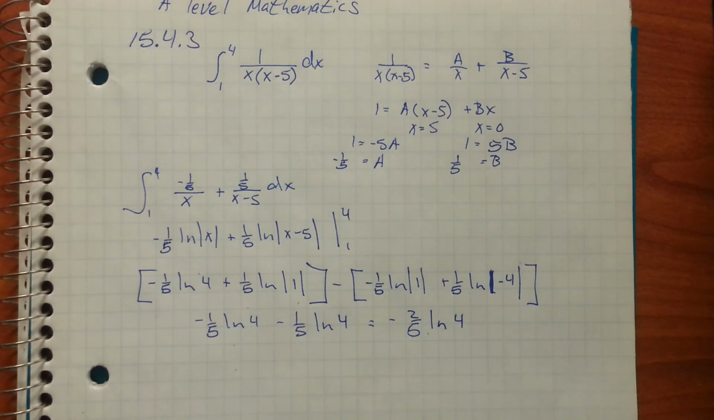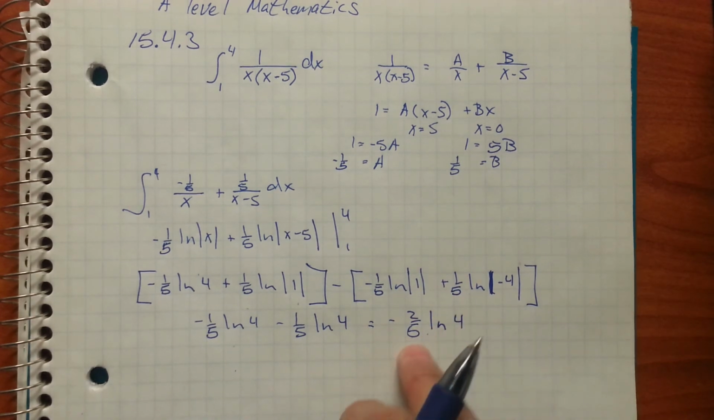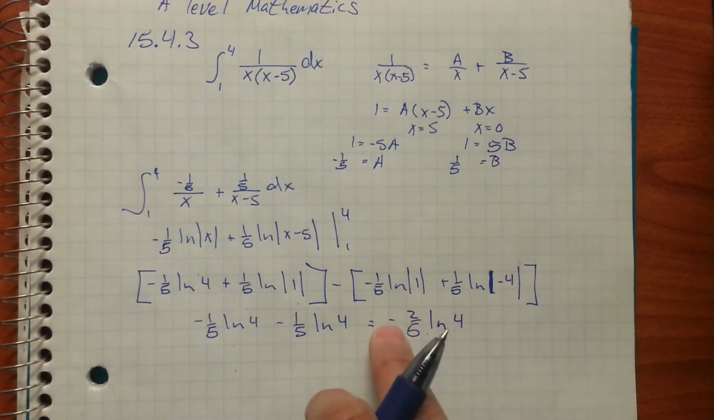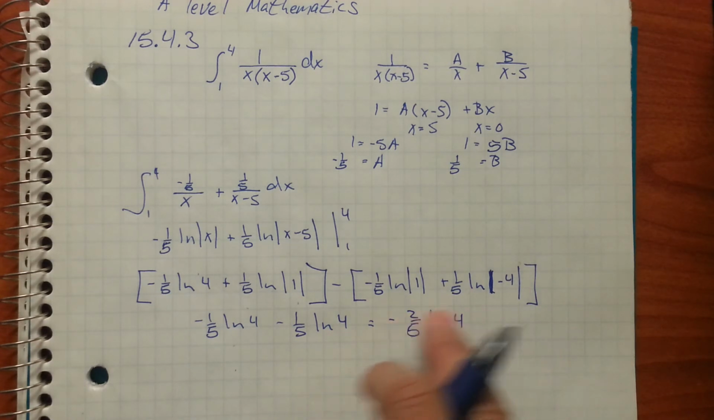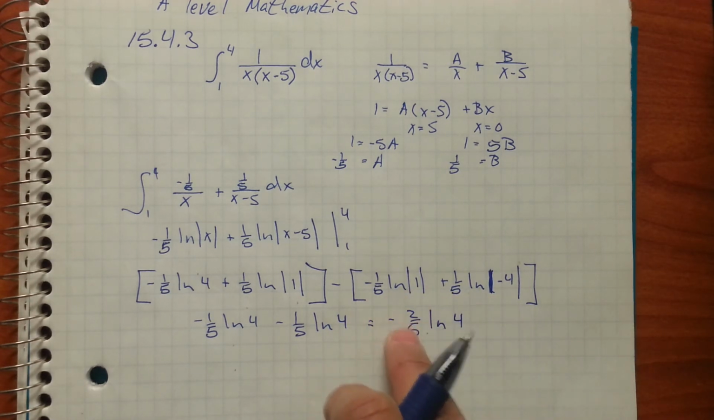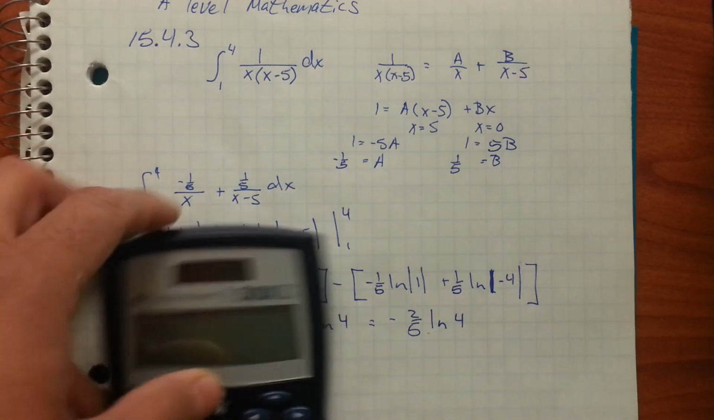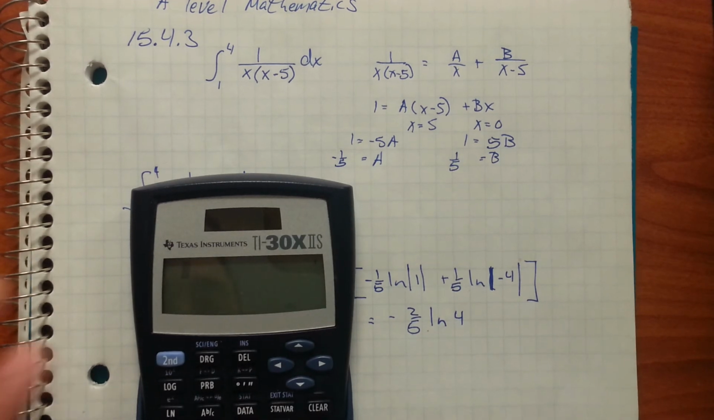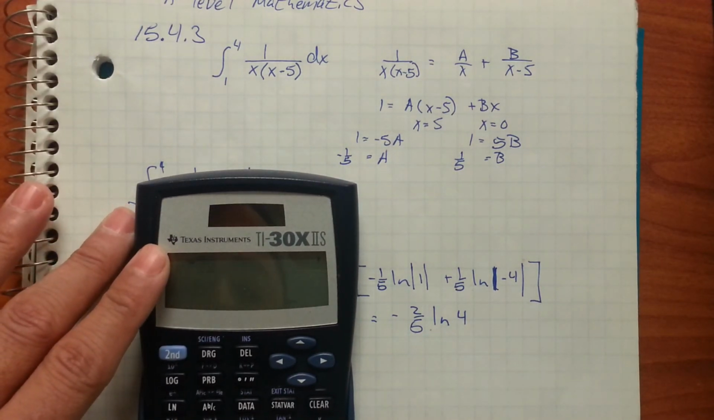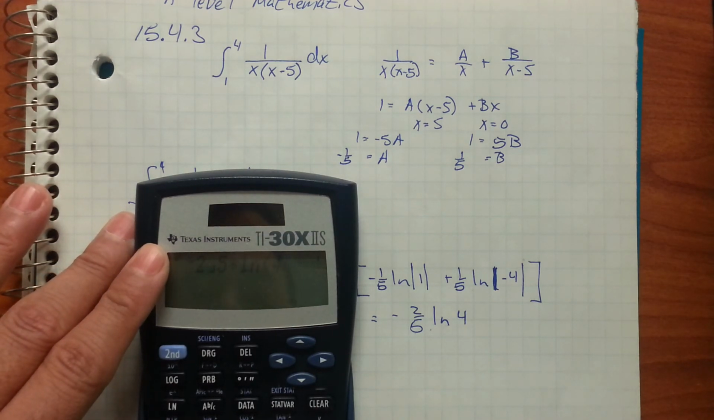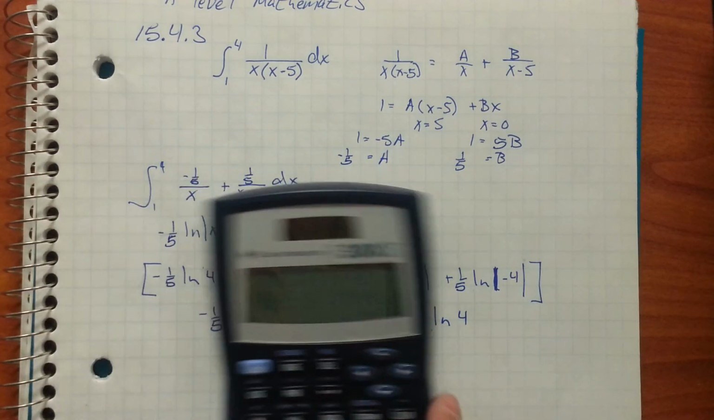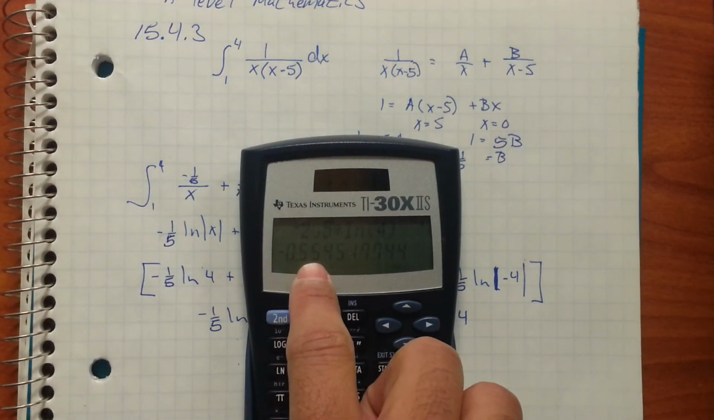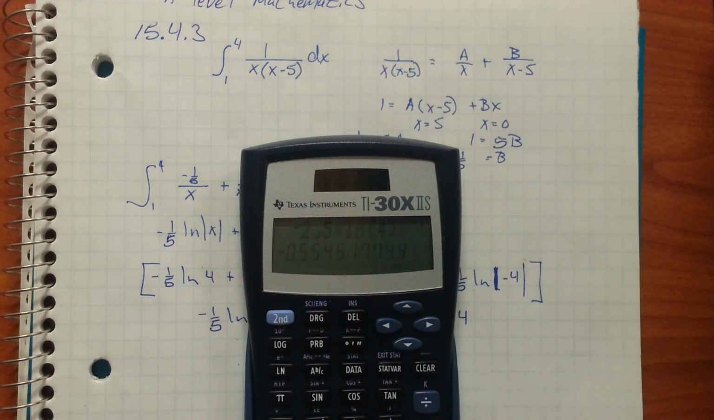So I'm going to check this right here. Now ln 4, it is a power. I could rewrite it as 2 squared, and then this would become negative 4/5 ln 2, because the exponent always comes out. So let's see, we have negative 2/5 times ln of 4, and we have right here negative 0.5545. Okay, so yeah, that one is going to be correct.